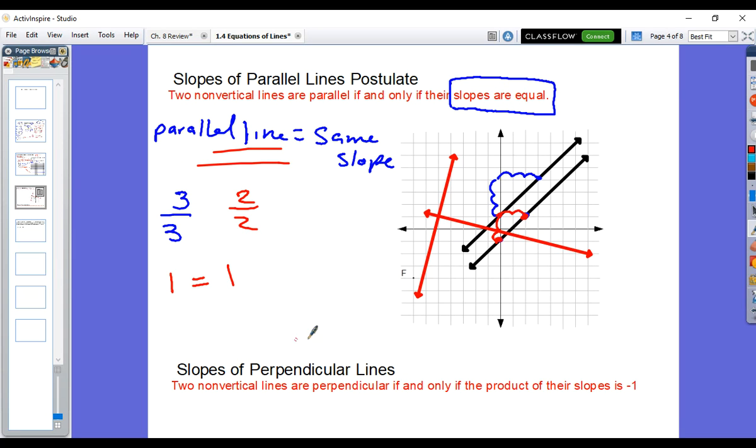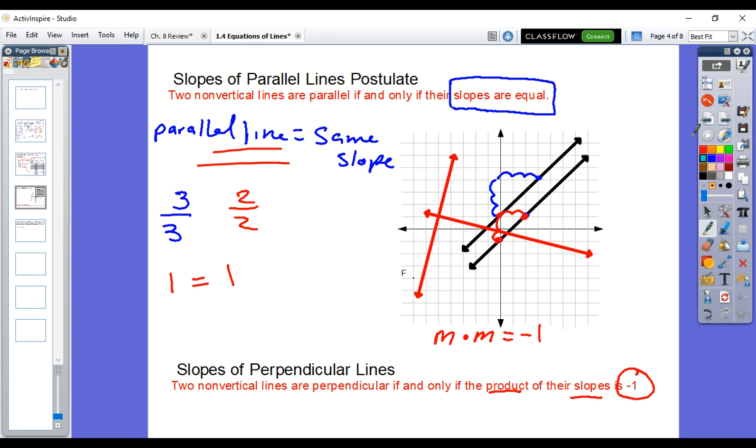Now let's look at perpendicular slopes. Perpendicular slopes are perpendicular if the product of the slopes is negative 1. As we were saying earlier, the letter m represents slope. So if I take the m of one times the m of the other one, somehow I'm going to get a negative 1. Let's test that out.